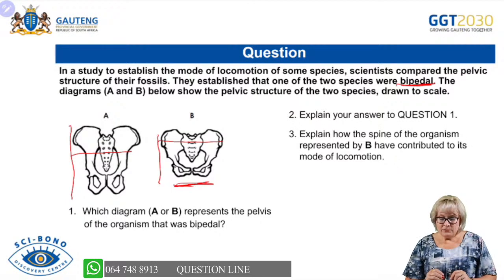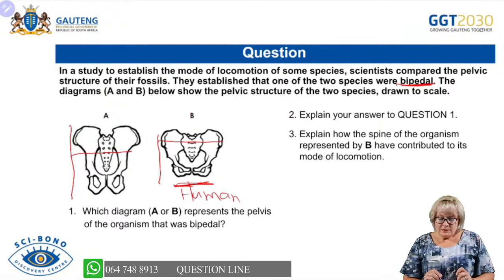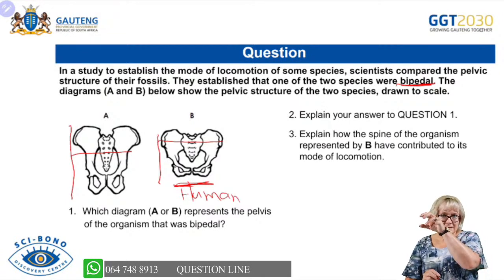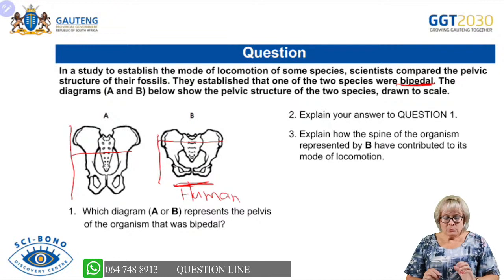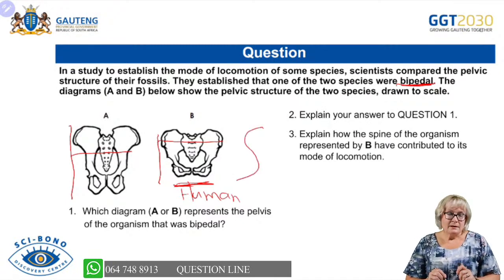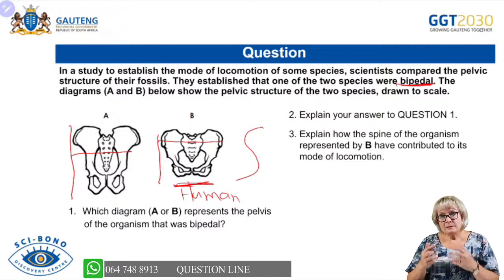Explain how the spine of the organism represented by B, so B, we have said this is a human, has contributed to its mode of locomotion. All right, explain. So you must have a statement and then you must clarify that statement. First of all, what is the shape of a human spine? Remember, we looked at that. It's what shape? It is S shape. And the reason for that is that it is a shock absorber, and it makes the human bipedal.